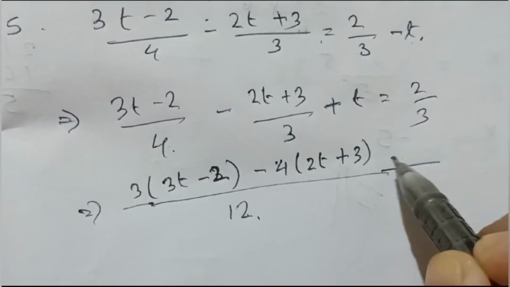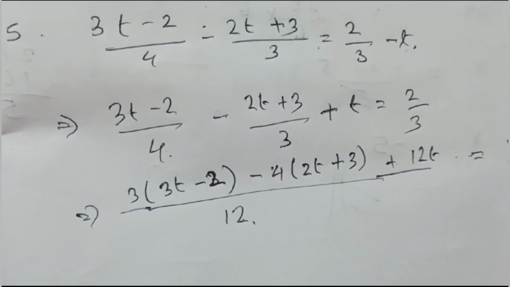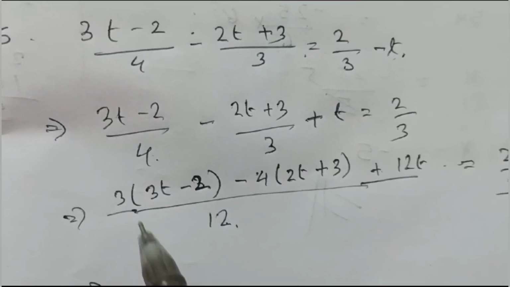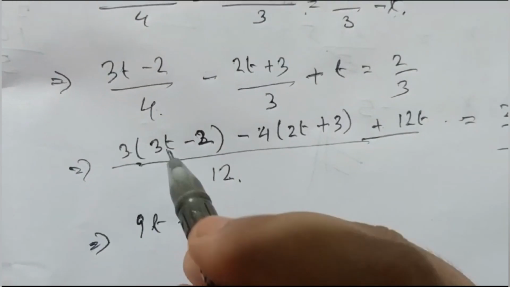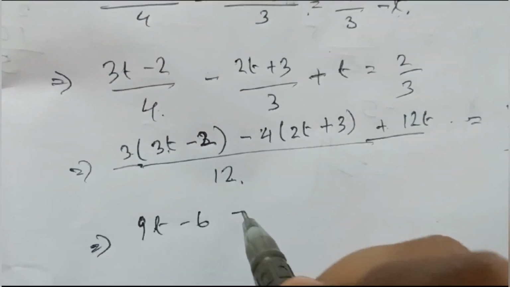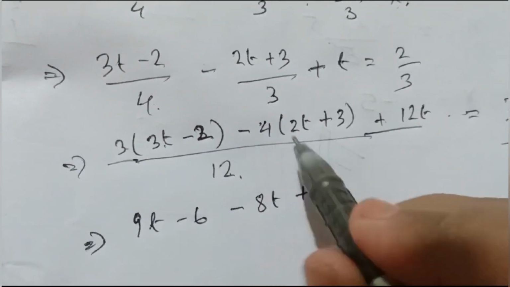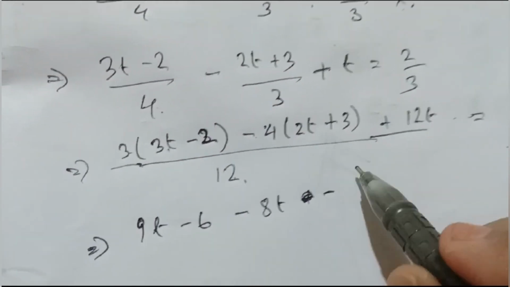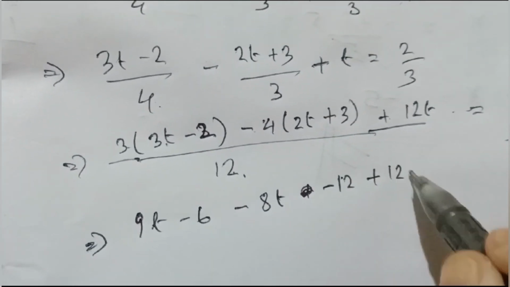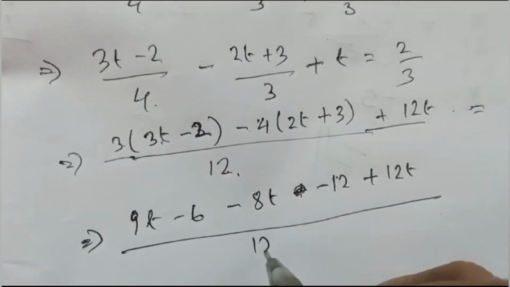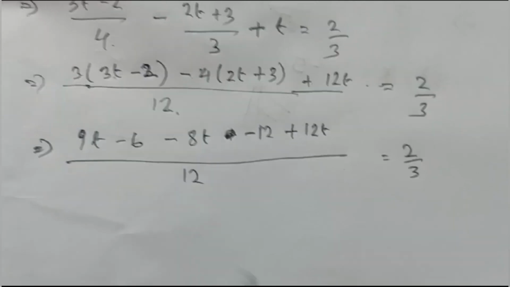Then this one will become what? It will become 12T. Okay, then this one 2 by 3. So now we'll do multiplication. 9T and this one 6. 3, 3 is 9 and this one 6. Then here 8T, plus minus, it will become minus. Okay, minus plus, it will become what? Minus. So 4, 3 is 12, this one will become plus 3. So 2 by 3, as it is, we are writing, okay?